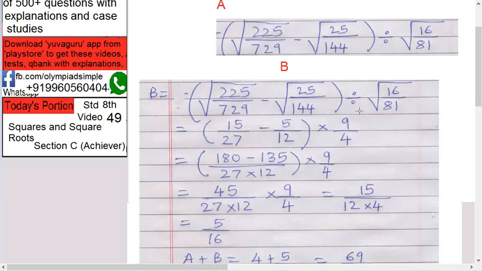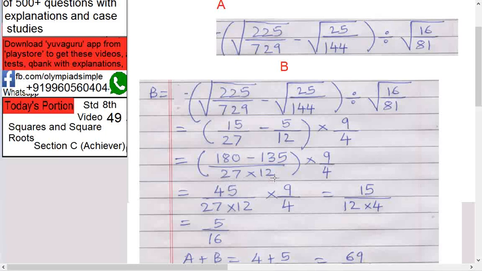Square root of 81 is 9. Square root of 16 is 4. Okay. Now solve this LCM. So there is no LCM, or you can directly cross multiply.